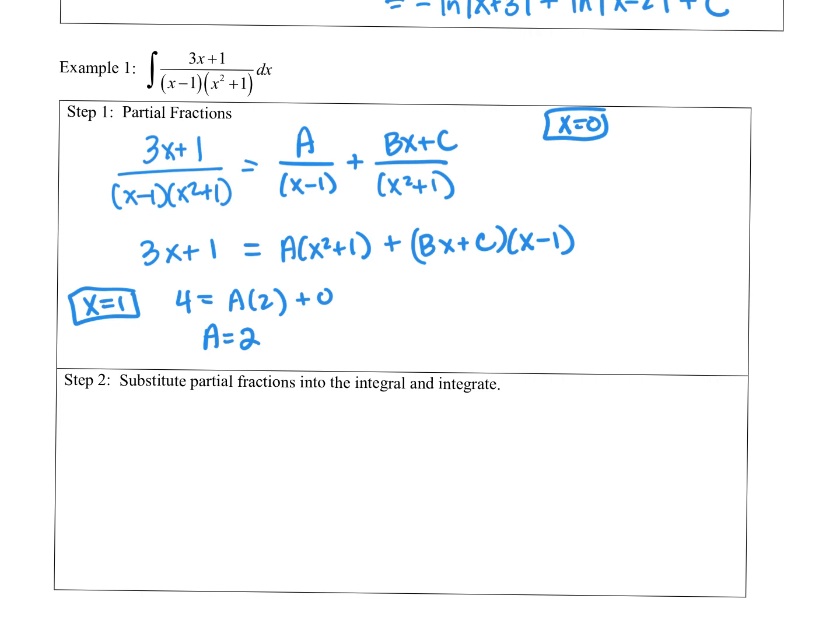And you'll get 3 times 0 plus 1 is 1. A is 2. We already know that. 0 squared plus 1 will be 1. And then this will be C times negative 1. This will be 0 plus C will give us C, and then 0 minus 1 will be negative 1. So 1 will equal 2 minus C. So negative 1 equals negative C, so C will be equal to 1.